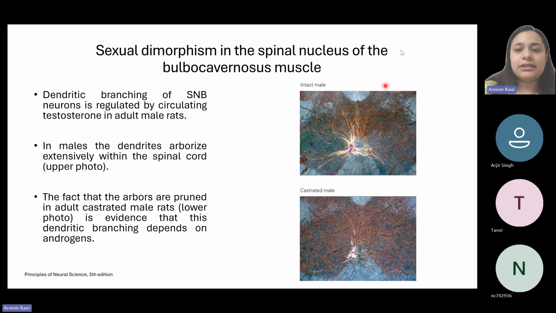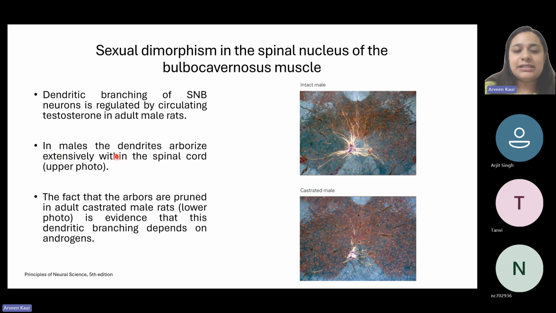Over here, again, this is a representation from the mammal, wherein these are the dendritic spines, right? Dendritic spines are basically part of the neuronal cells. This purple is neuronal cell bodies, and these are dendritic spines, or the dendrites that are going to this region. Over here, in the intact male, you can see that dendritic branches of SNB neurons are regulated by circulating testosterone in the adult male rats.